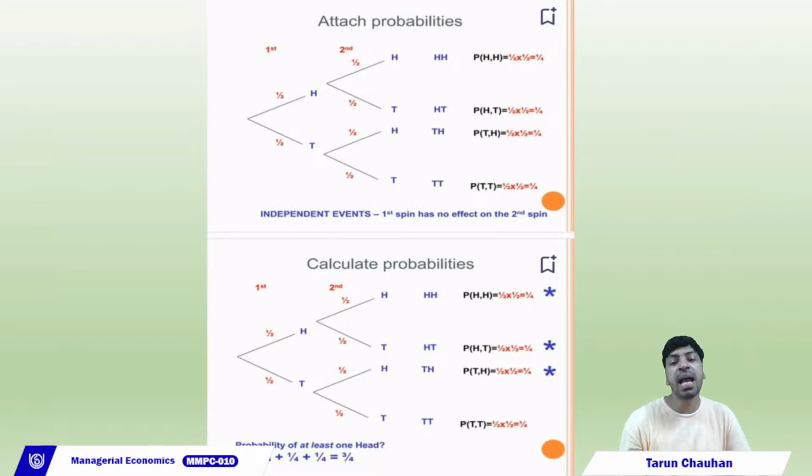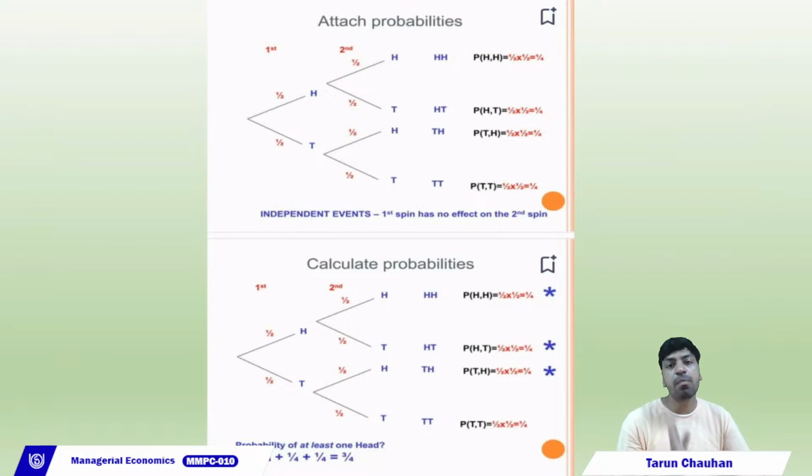When we calculate the probability of at least one tail, again there are the possibilities where a tail is included, that is HT, TH, and TT. So we have calculated the probabilities. Just add the probabilities, and you will get the probability of at least one head or the probability of at least one tail. So this is the way to calculate the probabilities.